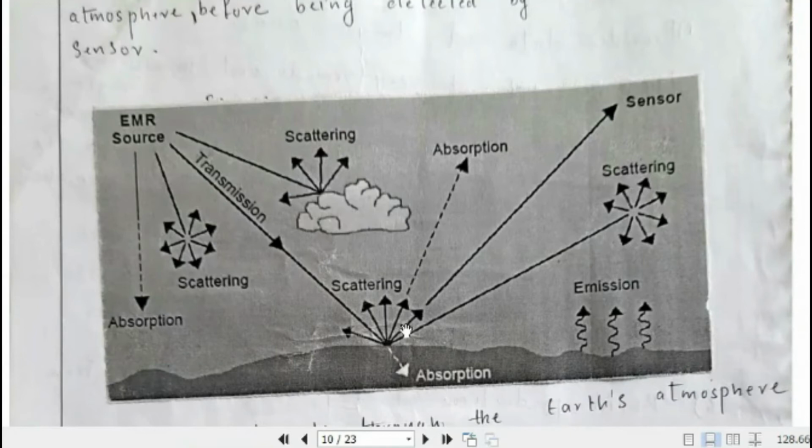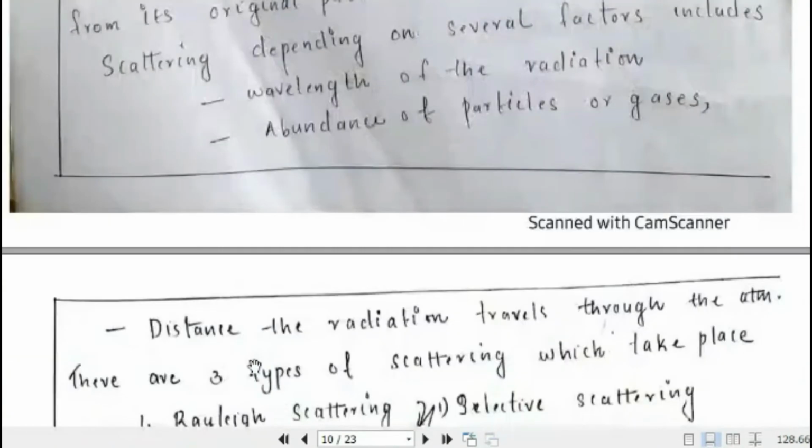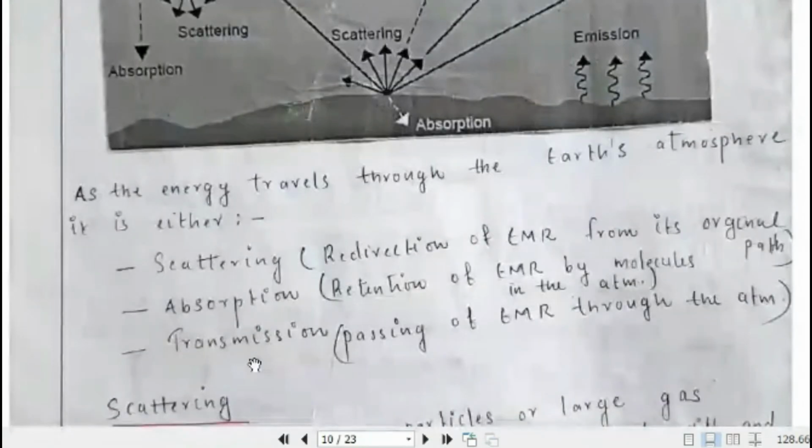The light energy is diverted because of the presence of various particles in the atmosphere. As you can see here, the light energy is produced, and on the way to the Earth's surface, because of the presence of dust particles or water molecules, it is diverted into various directions. So that part of the light energy will not reach the Earth's surface. Then the second process is absorption.